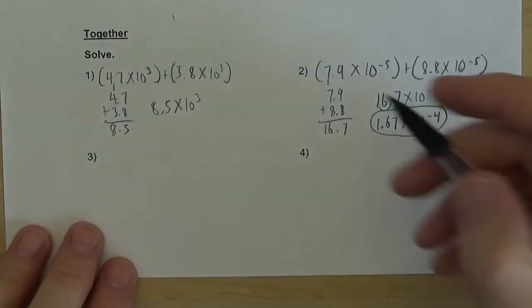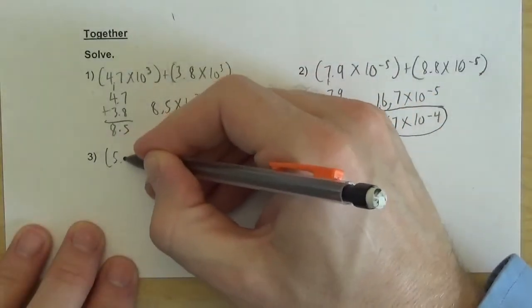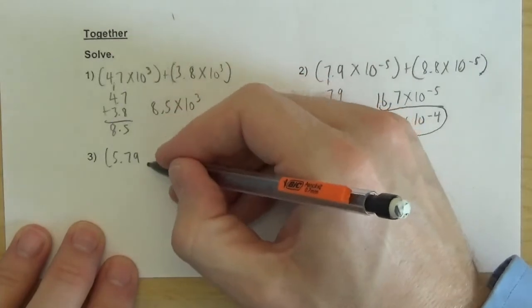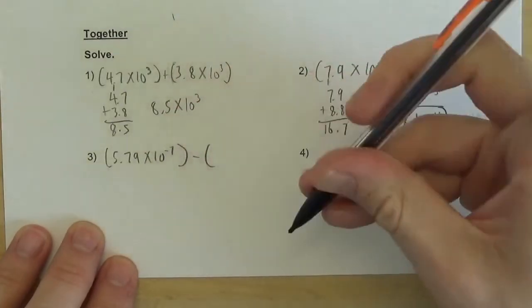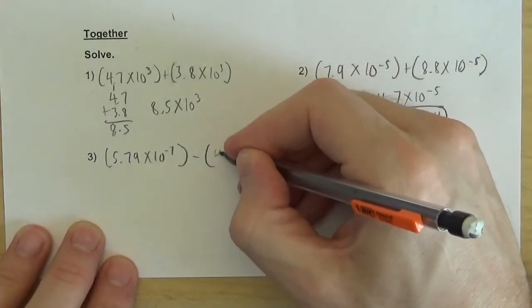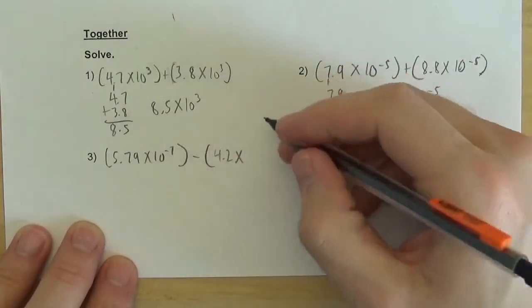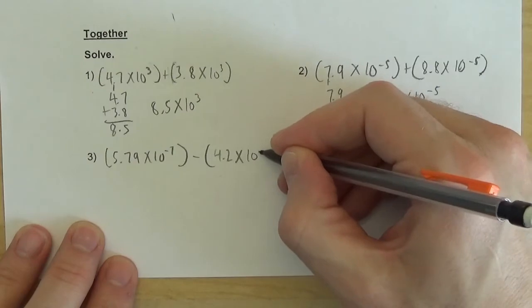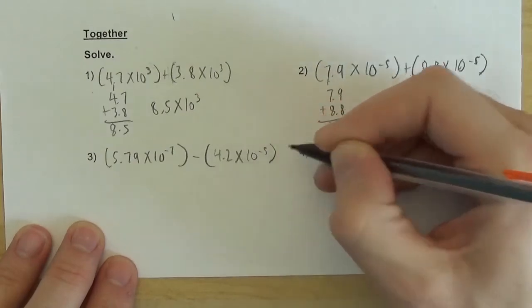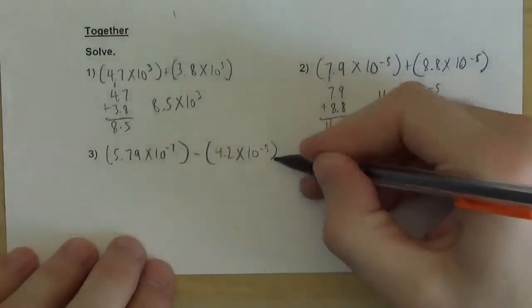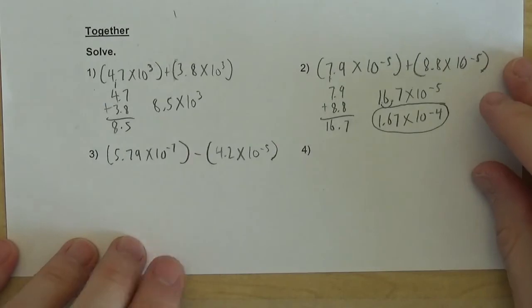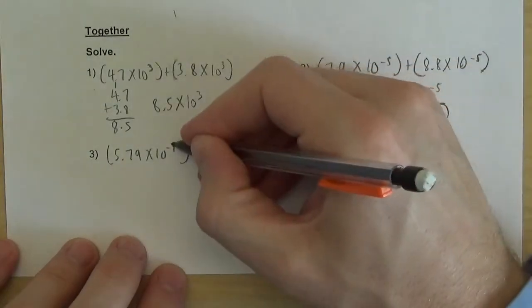All right, let's do some subtraction here. Number 3 is 5.79 times 10 to the negative 7th, and then we're going to be subtracting 4.2 times 10 to the negative 5th. This one is going to be pretty interesting. This is really going to start showing you some of the intricacies we get into when we add and subtract numbers in scientific notation.